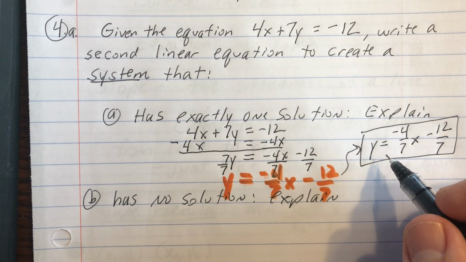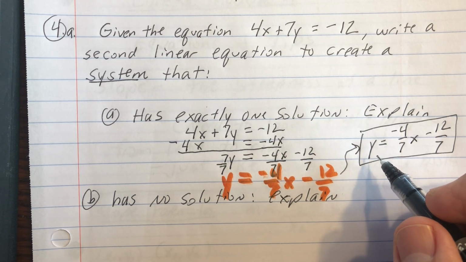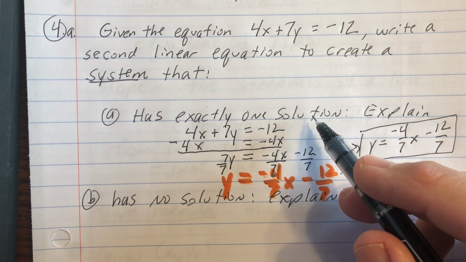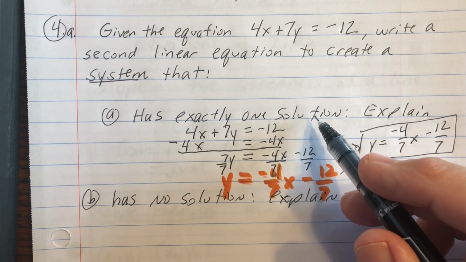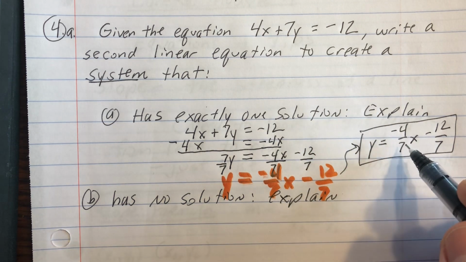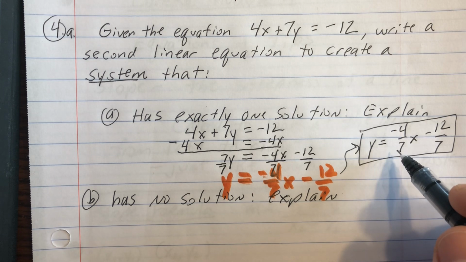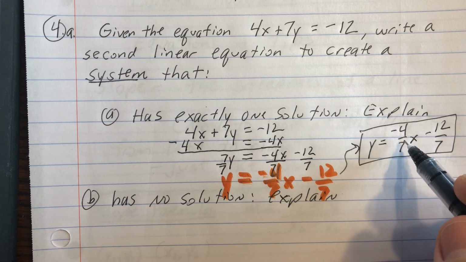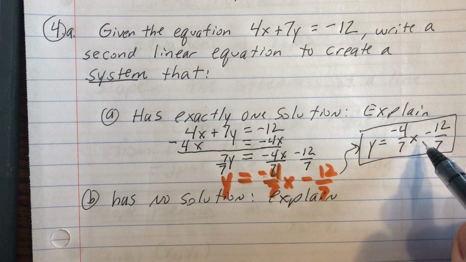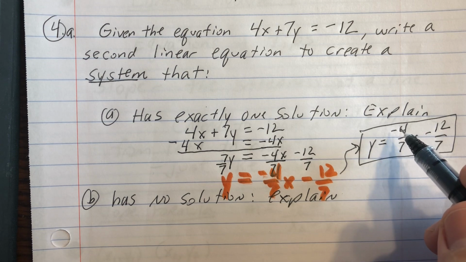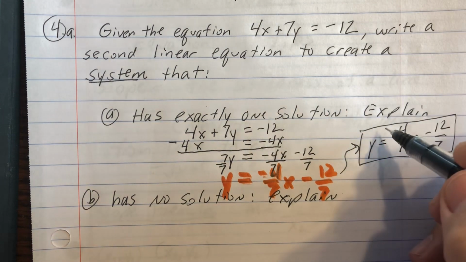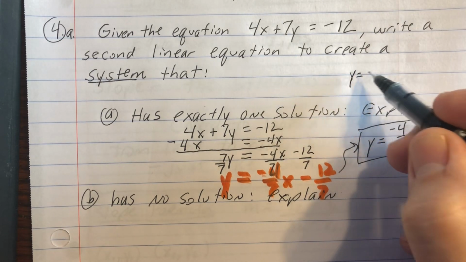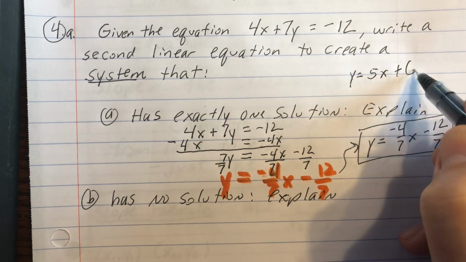Now that allows us to have a little bit easier equation to use as a reference when we're going to answer these questions. So on question A, if it has one solution, that means that you want an equation that's going to be, if you were to graph it, intersecting this equation right here. So all you need to do is write an equation that has a different slope than this one and a different y-intercept. So there's many options for you. So one option you could write for this one would just be y equal 5x plus 6.